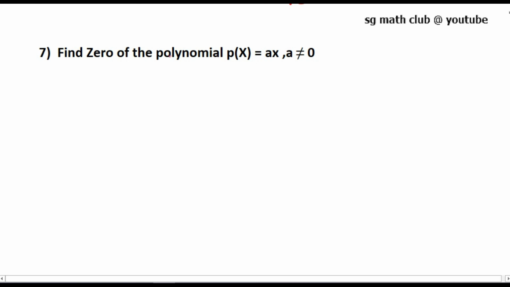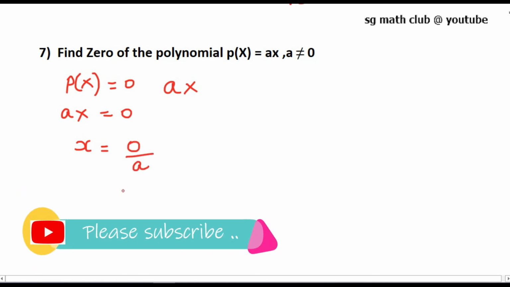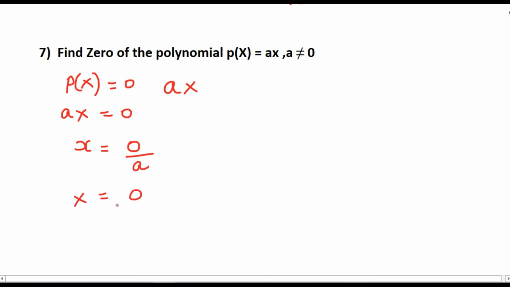Now next question, find zero of the polynomial p of x is equal to ax where a is not equal to 0. So as usual, p of x, we want to find the zero of this polynomial. So equate to 0. So we have ax is equal to 0. Now we need to find out the value of x. Keep x only on the left side. Bring 0 to the other side. So it will be 0 divided by a. We know 0 divided by any number is 0. So value of x is 0. So zero of this polynomial is 0 only.